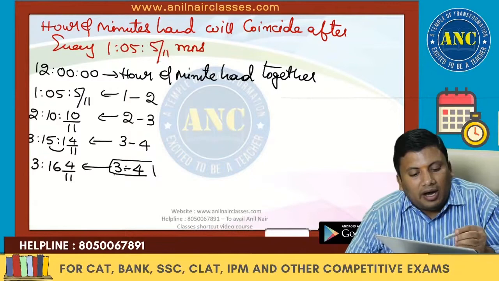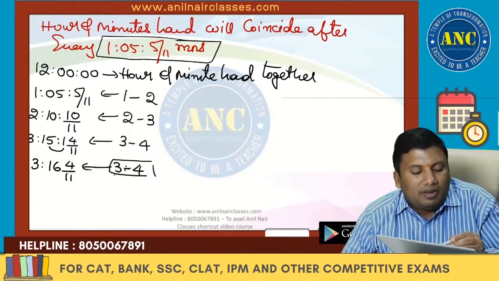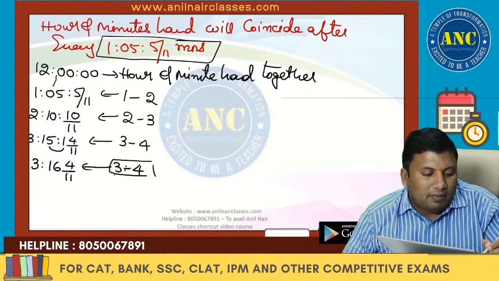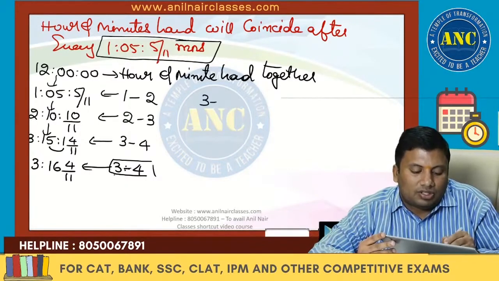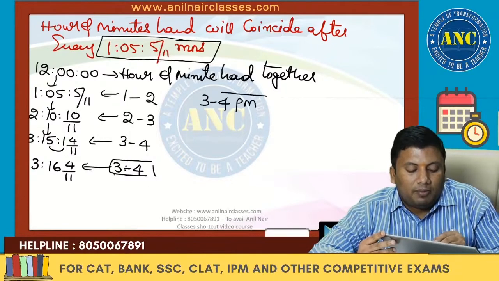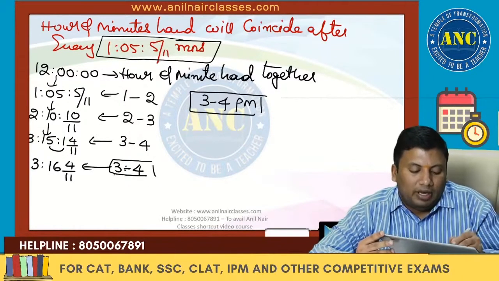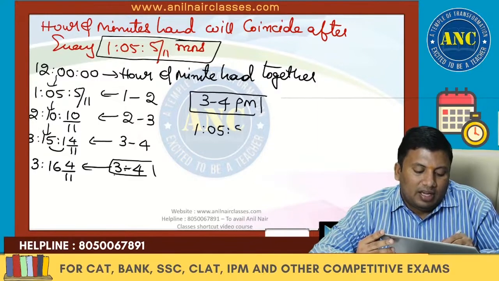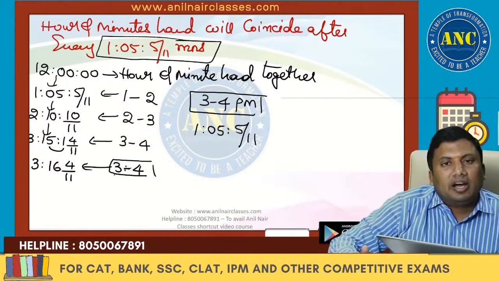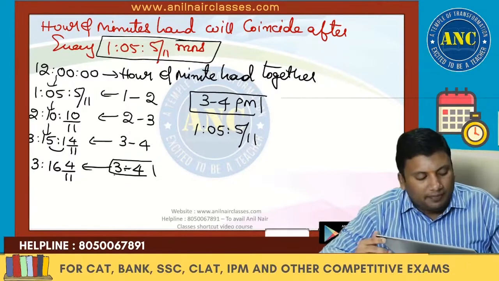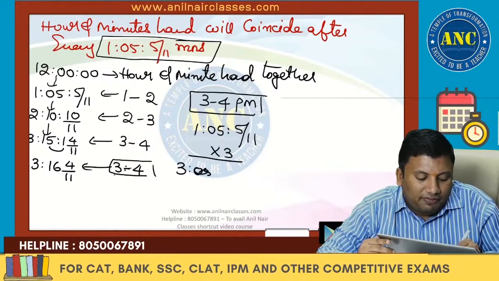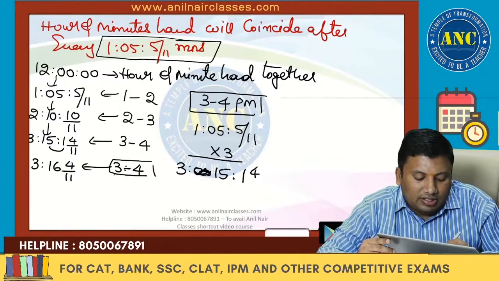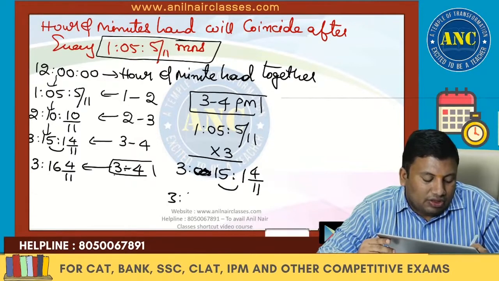How many times am I adding 1 hour 5/11? One time, twice, thrice. That means if I want between 3 and 4 p.m., 1 hour 5/11 is added thrice. It will become 3 into 1 hour 5/11, so it is into 3. This is nothing but 3:15. 15/11 is 4/11. This is nothing but 3:16 4/11.